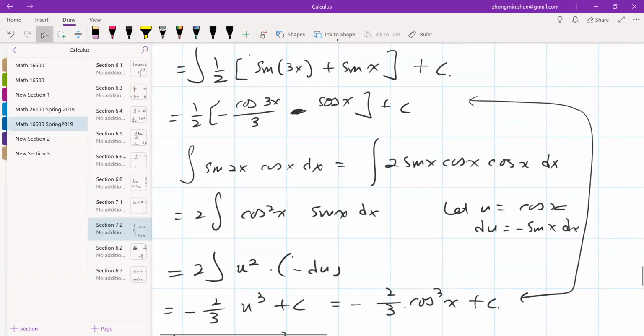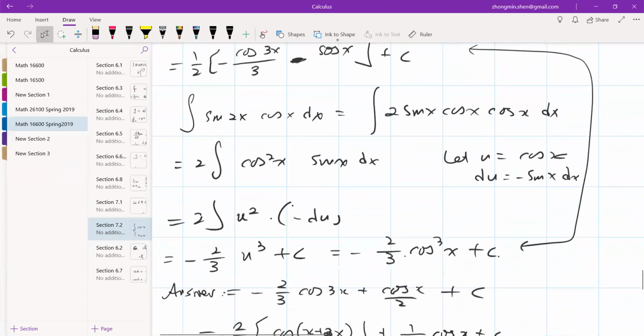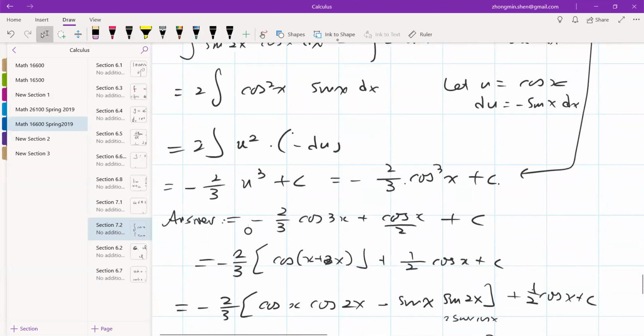Sine 2x cosine x will be 2 sine x cosine squared x, and you let u be cosine x, so du would be negative, right? So you get negative 1/3. Yeah, this is the answer. So here's a negative sign, but that's okay.